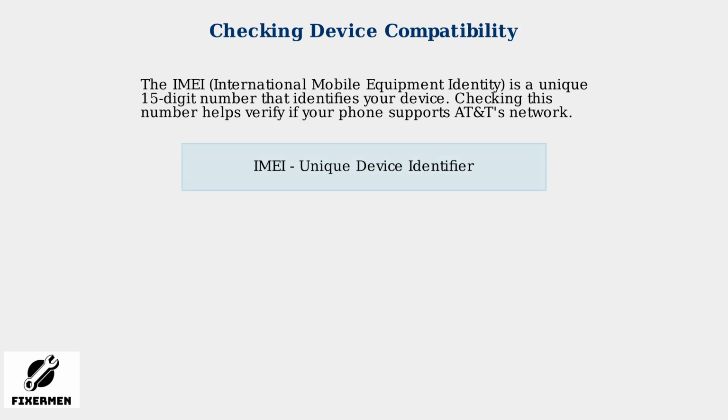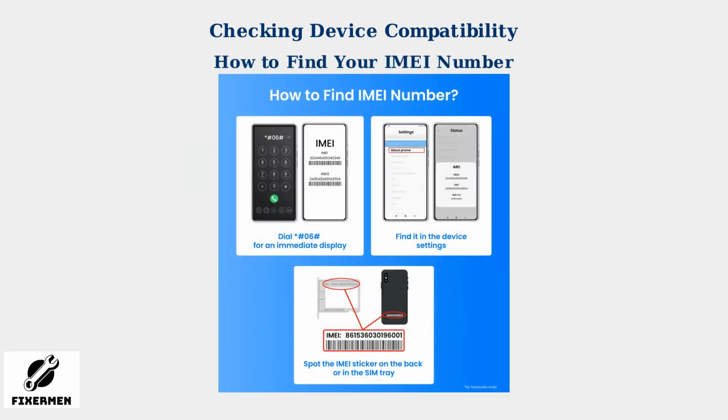A crucial step in resolving SIM card errors is verifying your device's compatibility with AT&T's network. Every mobile device has a unique identifier called the IMEI, or International Mobile Equipment Identity. This 15-digit number helps confirm if your phone can properly connect to AT&T's cellular frequencies. To find your IMEI number, you have several options. The quickest way is to dial *#06# on your phone's keypad. This will immediately display the IMEI on your screen.